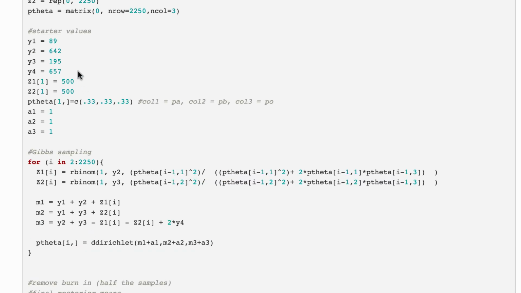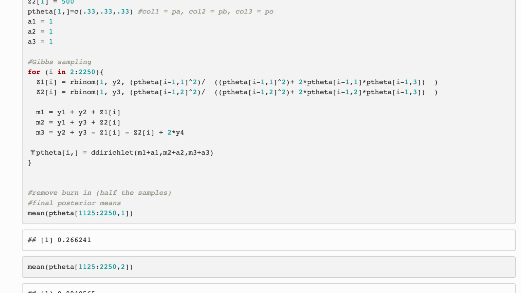I have my starter values, which are the sample data. With Monte Carlo sampling, you always have to start with certain initial values. So for Z1, I just set the initial value to 500, same thing for Z2. And for my parameter estimates, I set the initial values to 1/3 for each value. And the hyperparameters I'm using are 1. So alpha 1 is equal to 1, alpha 2 is equal to 1, and alpha 3 is equal to 1 as well. Then the next line of code actually runs the Gibbs sampler.